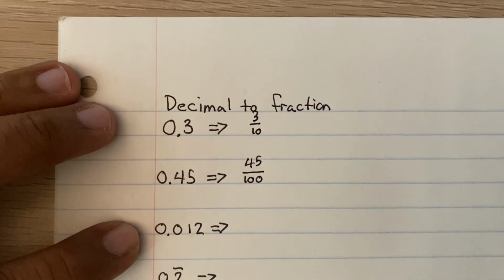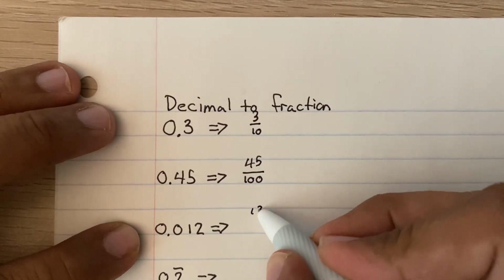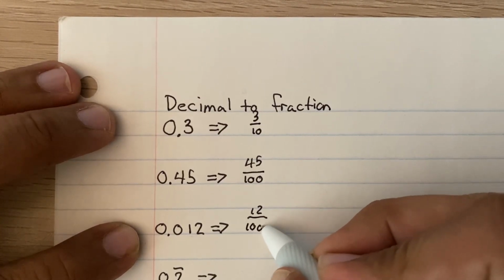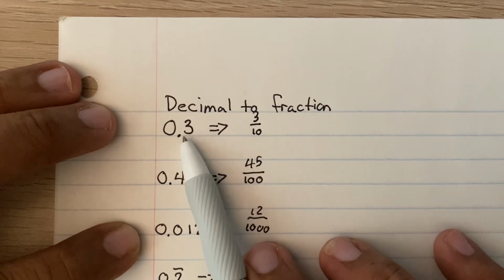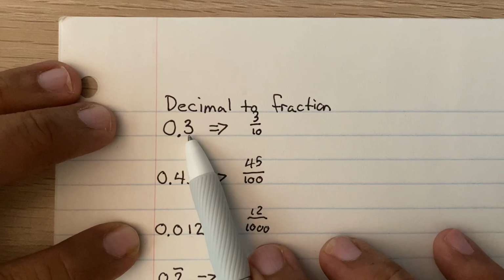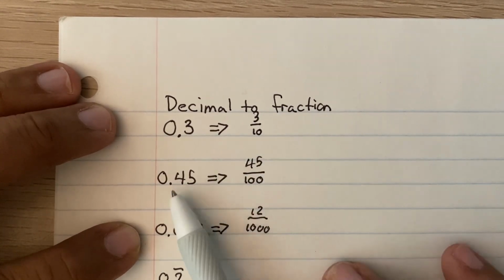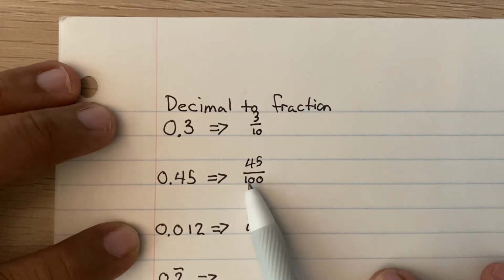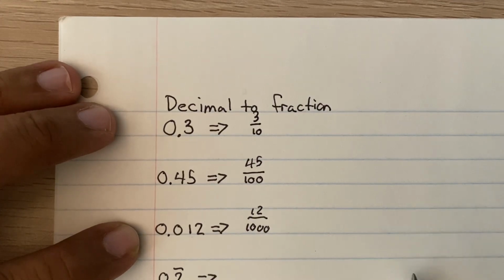This one is 12 thousandths because we're ending on the thousandths. So the amount of numbers that are behind the decimal point is how many zeros it's going to have. So see how there's 2 numbers behind the decimal point? That's 2 zeros. There are 3 numbers behind the decimal point, so it's going to be 3 zeros.